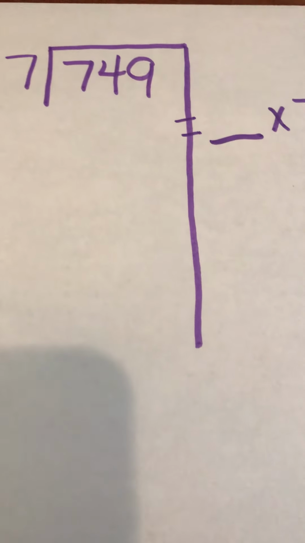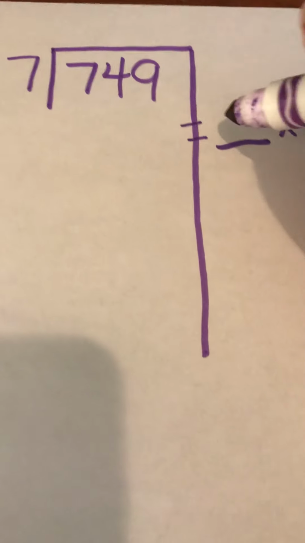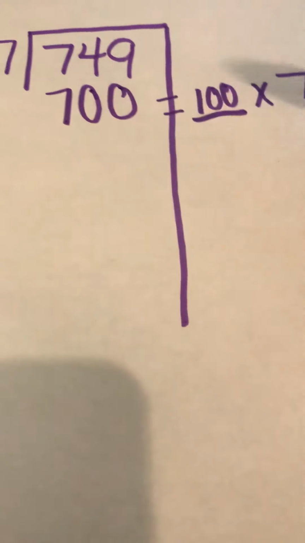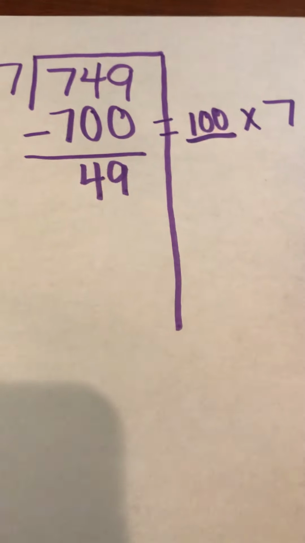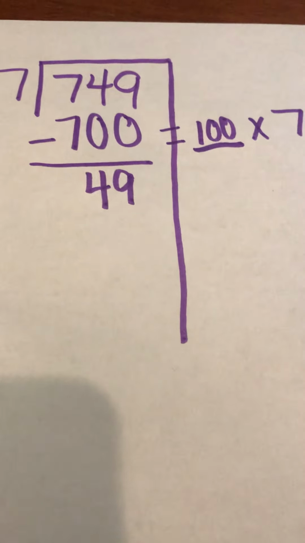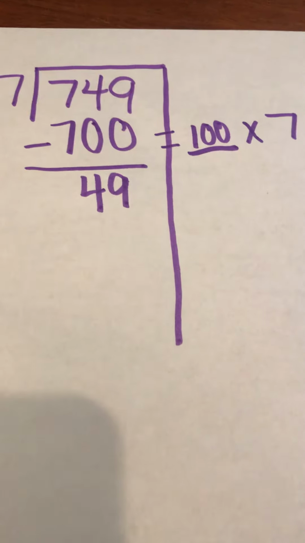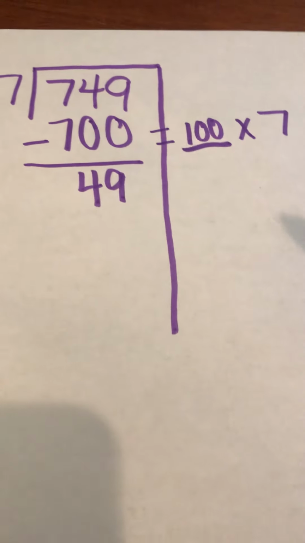And thinking in my head, I automatically know, okay, 100 times 7 equals 700. And I'm going to go ahead and subtract. I'm going to be left with 49. Now, the great part about partial quotient is thinking about all those basic facts that you know. So you use those basic facts that you know to help you get the answer.